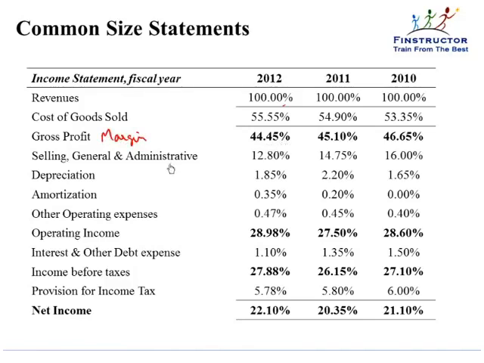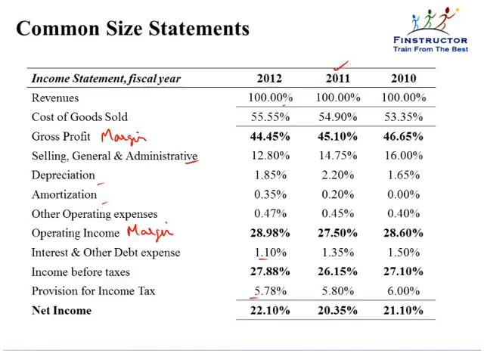44.45%. Other expenses, that is selling, general and administrative, depreciation, amortization, take away another about 15% and we get an operating income of 28.98% of the total sales. This is known as operating income margin. Similarly, interest as a percentage of sales, taxes as a percentage of sales give me the net income as a percentage of sales, that is 22.1%.